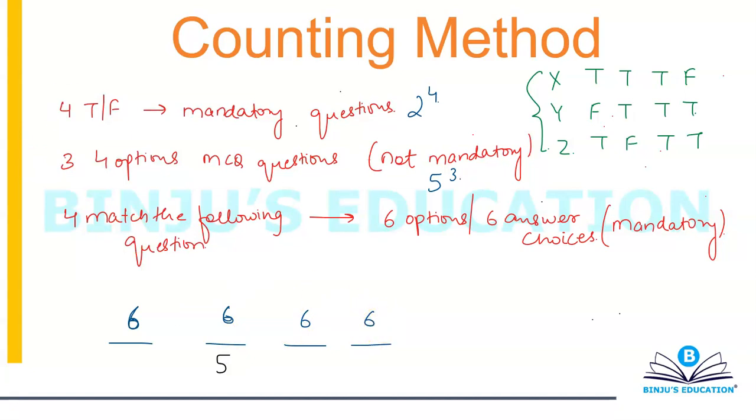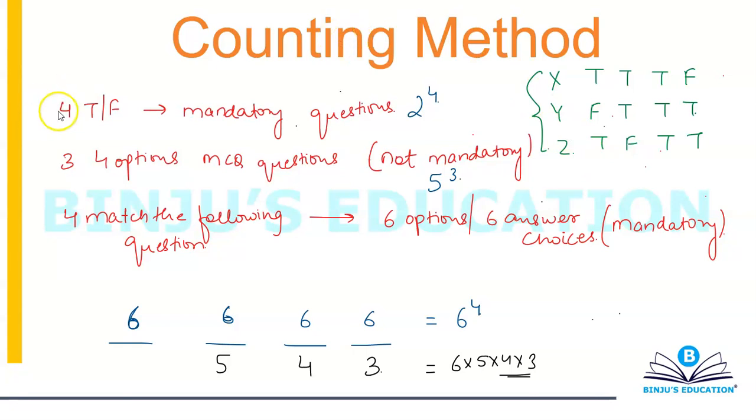If an option can be an answer to only one question, in that case I would have taken this to be 4 and 3. So in this case, my answer will become 6 to the power 4, that is 6 into 6 into 6 into 6. If it was the other case, that an option can be the answer to only one question, then it would have been 6 into 5 into 4 into 3. And if it is not mandatory, then you have an option of leaving also, then it's 7 into 7 into 7 into 7.